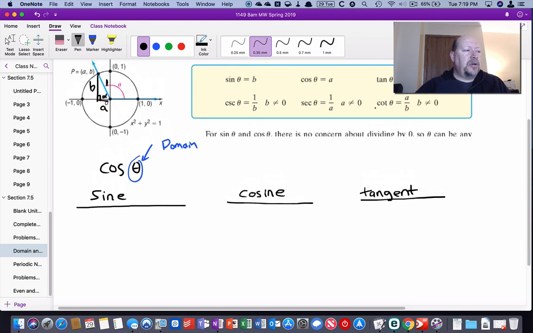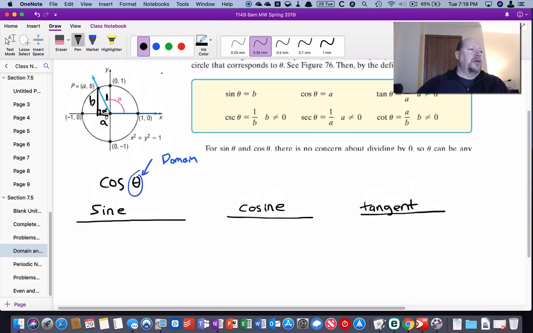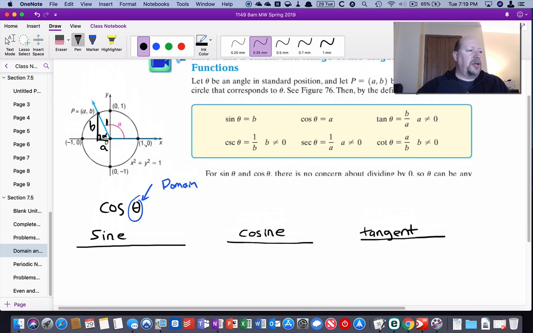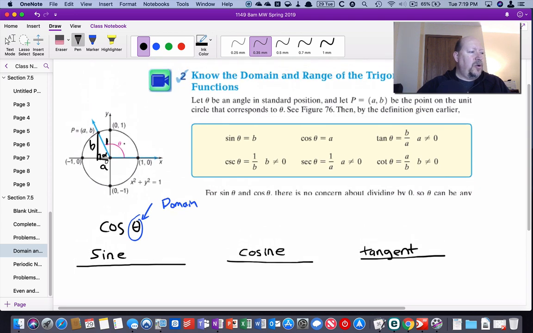So what we want to do is take a look at this picture from the textbook here, and it shows a unit circle, and they have a point on the unit circle, and it's labeled AB. I'll highlight it. Here's the point AB, and we'll make it red. So that coordinate is AB.